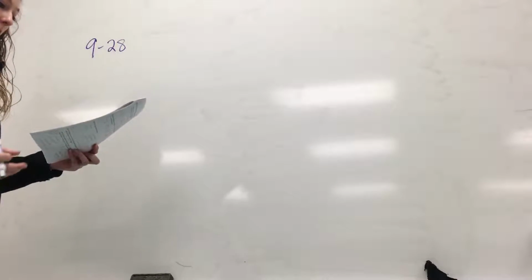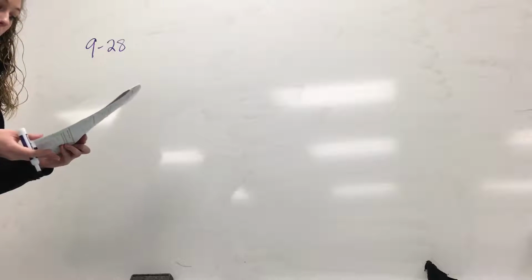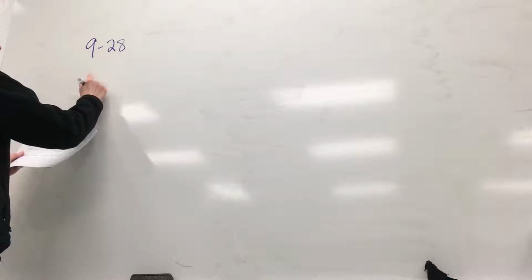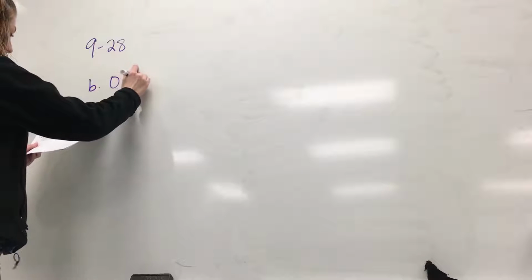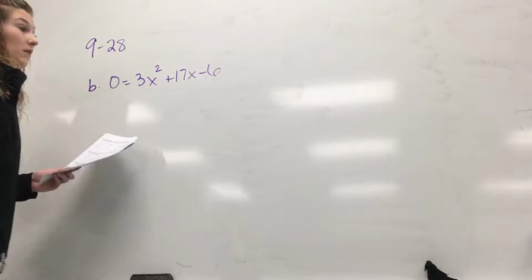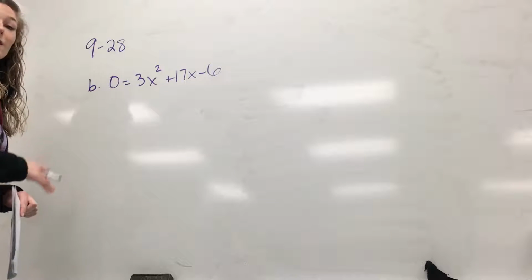All right, 9-28. So this problem says, use the quadratic formula to solve part B of problem 27 from above. Did your solution match the solution you got by factoring using the zero product property? So here is problem B from the previous question: 0 equals 3x squared plus 17x minus 6. This happens to be the one that I just did in the other video. Okay? So now we're going to solve this with a different strategy.